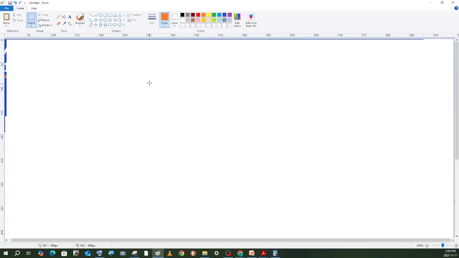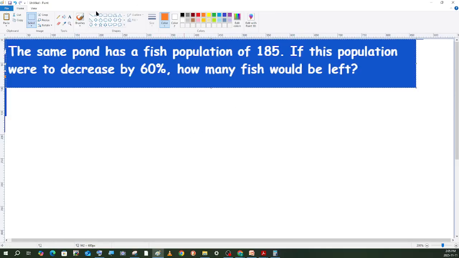Okay, here we go. All right, so a few things that we got to take note of. First of all, we want to take note of whether we're dealing with an increase or a decrease. In this case, it's a decrease by 60%. Also underline the number that you're working with because that's obviously going to play a role in your answer.